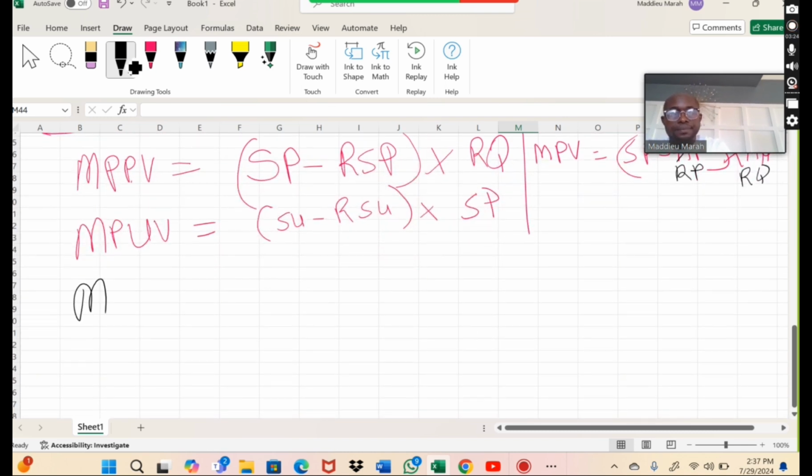So we have material operational price variance. We have material operational usage variance.